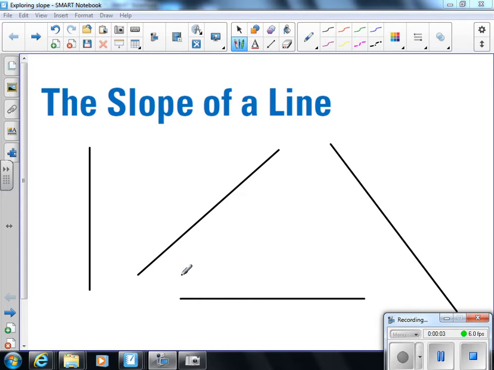Earlier this year, we talked about the rate of change that occurred, and we referred to it as being the slope of a line. And we're going to extend that today with what we're going to be looking at with slopes of a line. Now, here are the four basic slopes. This is a positive slope. This is a negative slope. We've talked about those before.